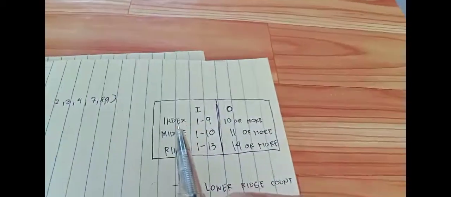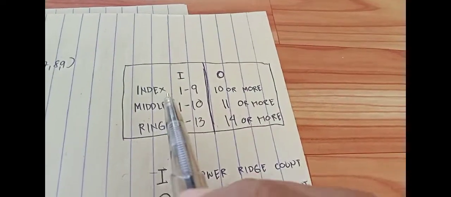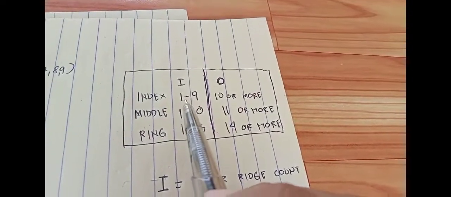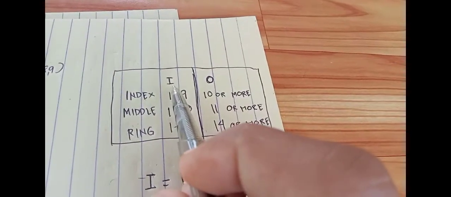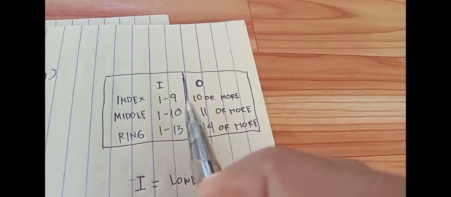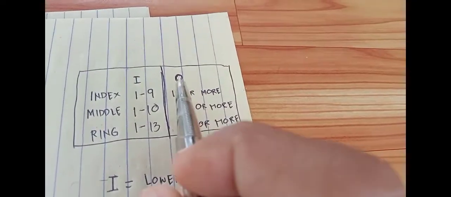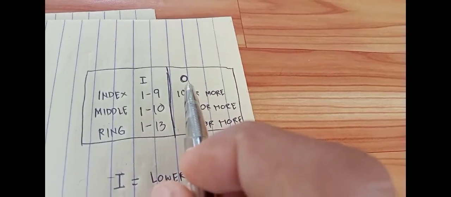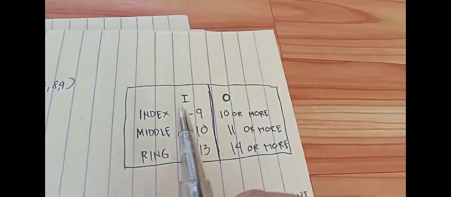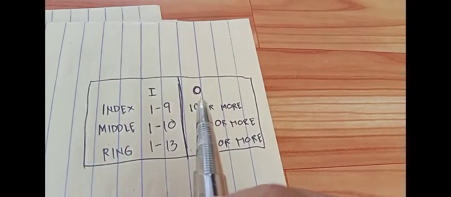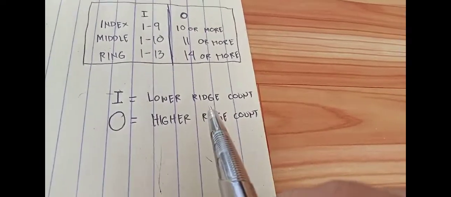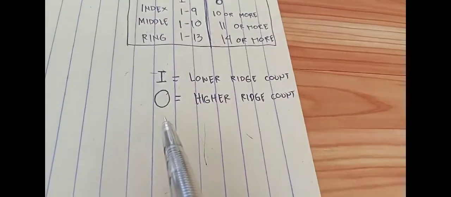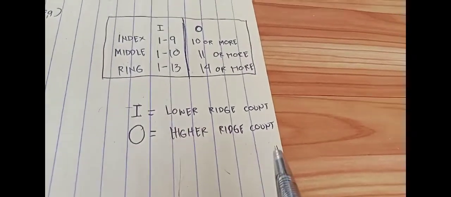So, in the index finger, if it has a 1 up to 9 ridge count, it has a symbol of letter I. And if it has a 10 or more ridge count, it has a symbol of letter O. So, what do I and O mean? Here, I represents a lower ridge count, and O represents a higher ridge count.